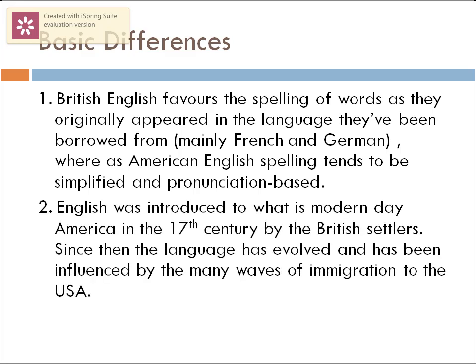English was introduced to what is modern day America in the 17th century by the travelers from Britain. Since then, the language has evolved many times because it has been influenced by many waves of immigration to the USA. Now, how did it all start, the standardization of different spellings in Britain or America?